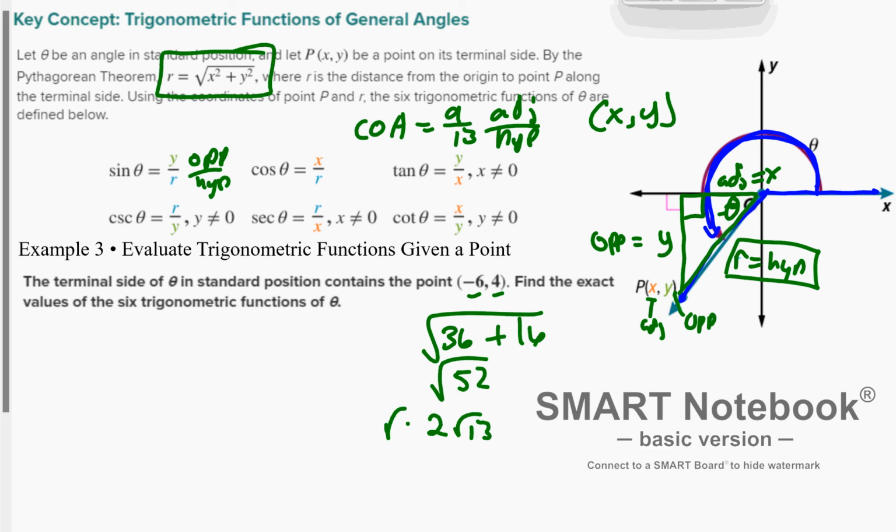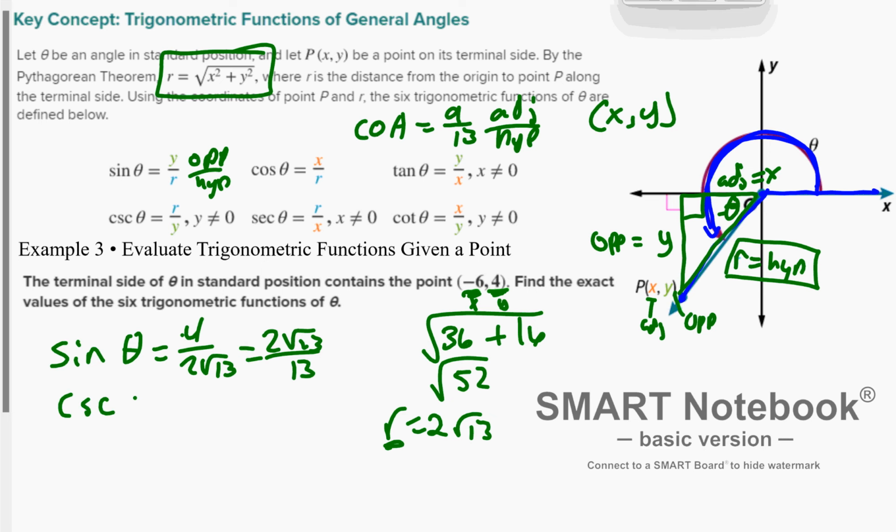So there's my r, here's my x, and here's my y. Those are the same thing as adjacent, opposite, and hypotenuse. So when I do sine, I'm doing opposite over hypotenuse, but it's really just y over r. So sine of theta equals y over r, and then I can rationalize that. 4 divided by 2 is 2, so I get 2 root 13 over 13. And then cosecant of theta would be 4 over 2, which is 2, so it'd be root 13 over 2.